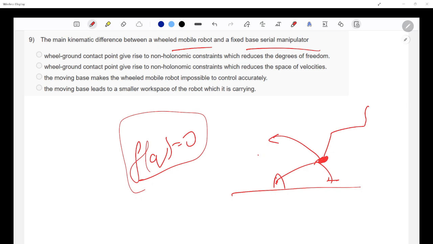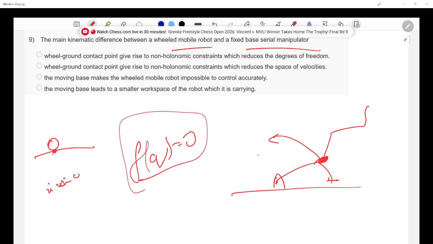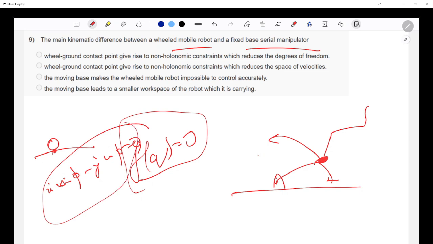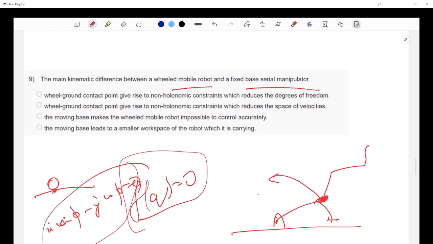But in wheeled mobile robots, the wheel and ground contact introduces non-holonomic constraints. Example, x dot sin phi minus y dot cos phi is equal to 0. We have done a complete derivation today. So for a manipulator, the constraint type is holonomic. It reduces configuration degrees of freedom. But for wheeled mobile robots, it's non-holonomic and it just reduces the velocity space. There is a very important statement that non-holonomic constraints do not restrict configuration space but restrict the space of velocities.